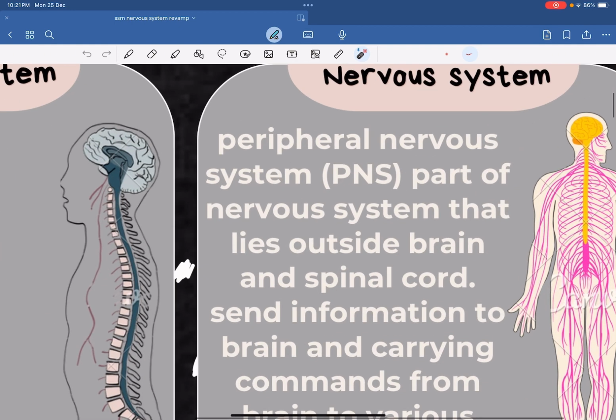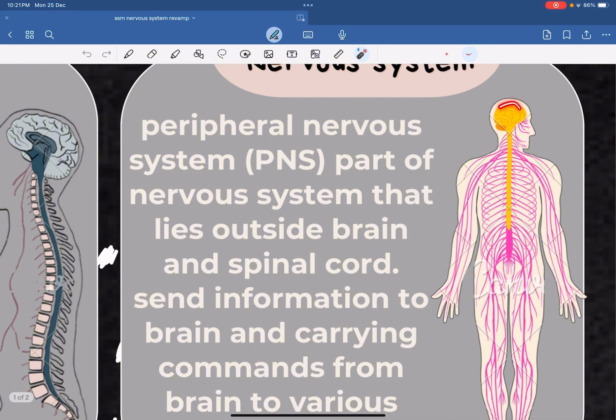As we can see here in this picture, the part that I highlight here is the central nervous system, and this branching over here from the spinal cord and the brain we call the peripheral nervous system.